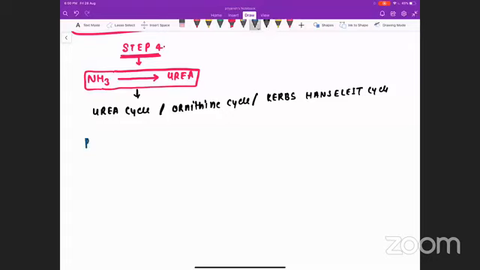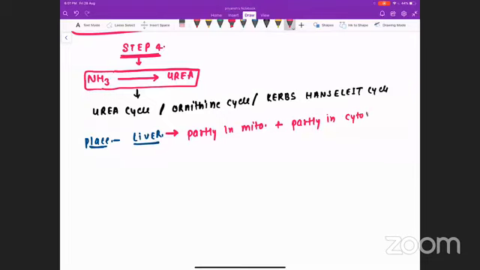If they ask where this reaction is going to occur, the place is obviously the liver. The liver alone has the capability of converting ammonia into urea. If they ask whether this pathway occurs in the cytoplasm or mitochondria, it will partly occur in mitochondria and partly in cytoplasm. A few reactions occur in cytoplasm and a few in mitochondria. The entire pathway occurs in two places.